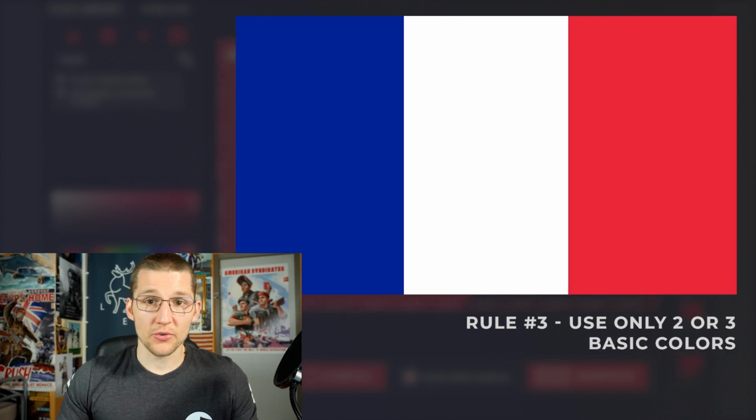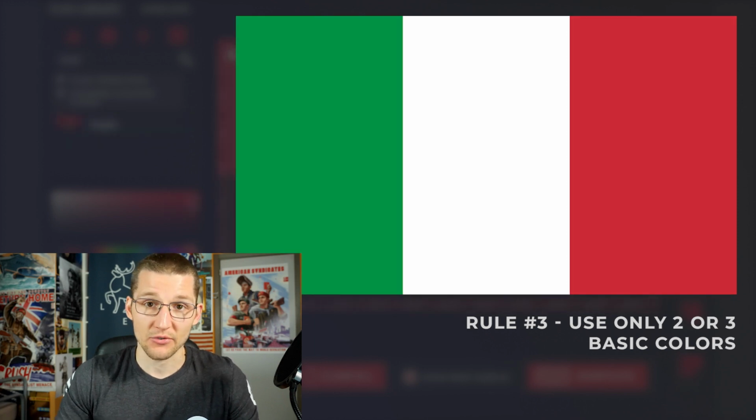Use only 2 or 3 basic colors. This is not the most important rule in my opinion, as some of the best flags in the world offend this principle. Good examples are the tricolor Republican flags of Europe. The tricolor, or tri-band Republican flag of France, represents the national values of the French Revolution: equality, brotherhood, and freedom.